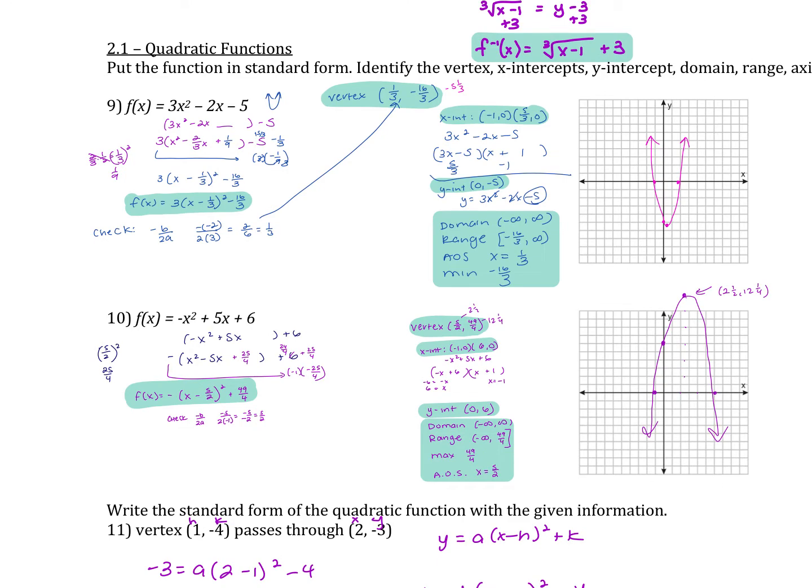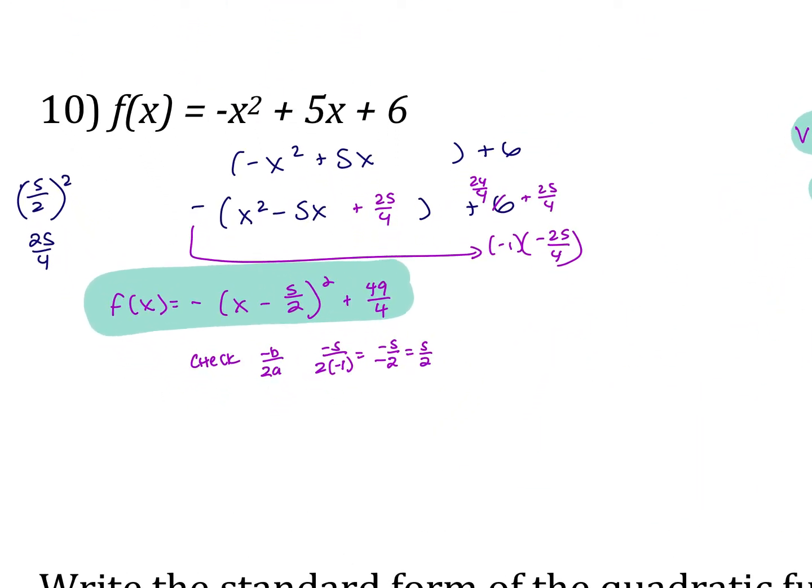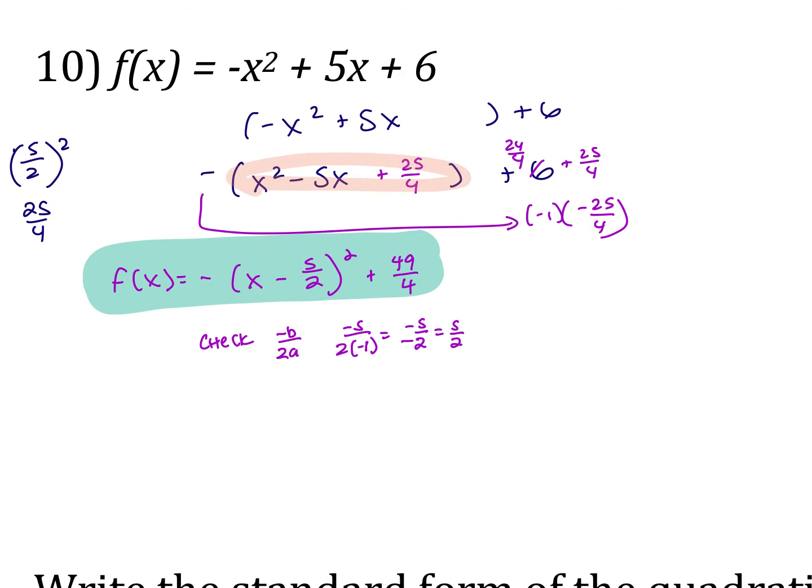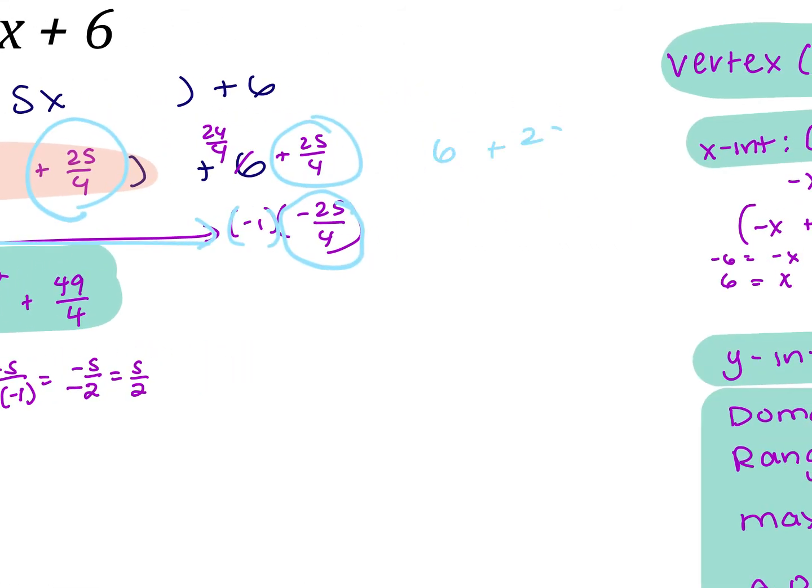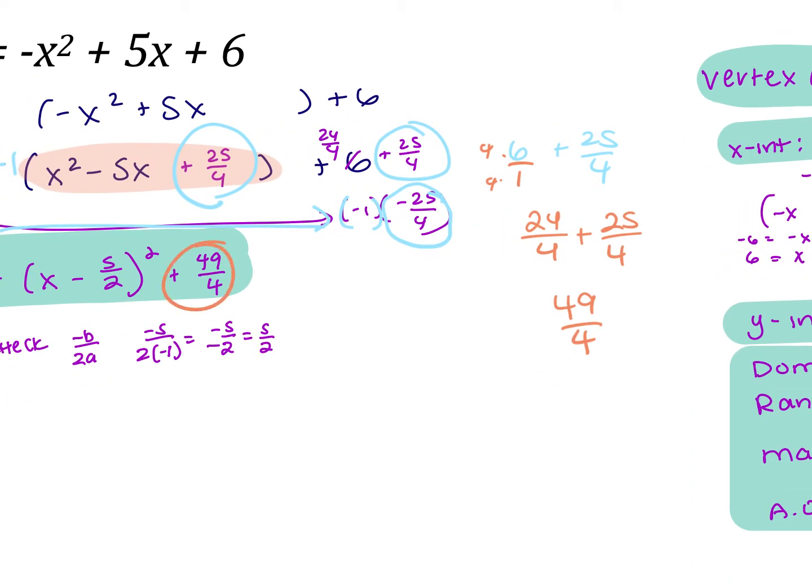On 10. Okay, so did you get this part? Yeah. Okay, so normally I'd add 25 over 4. I have to subtract 25 over 4. But I took out a -1, so I have to multiply that times it, and that makes it a positive 25 over 4. So I get 6 plus 25 over 4, and 6 over 1 becomes 24 over 4 plus 25 over 4, which is 49 over 4. And then that's your K.